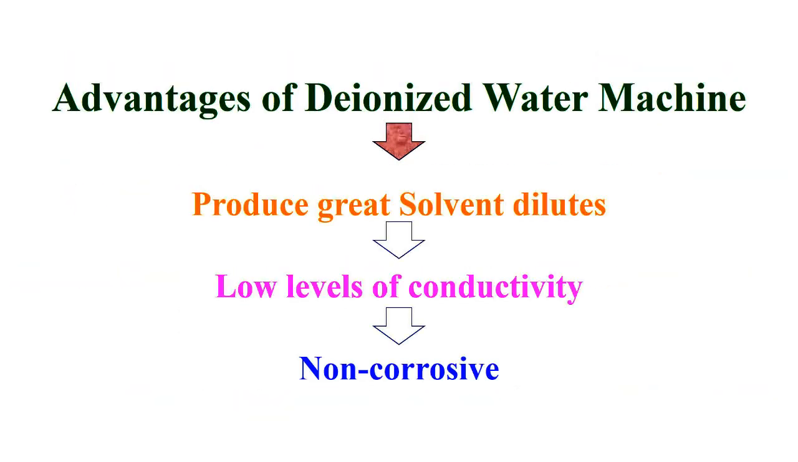Consequently, the deionized water machine produces great solvent dilutes, with low levels of conductivity and non-corrosive.